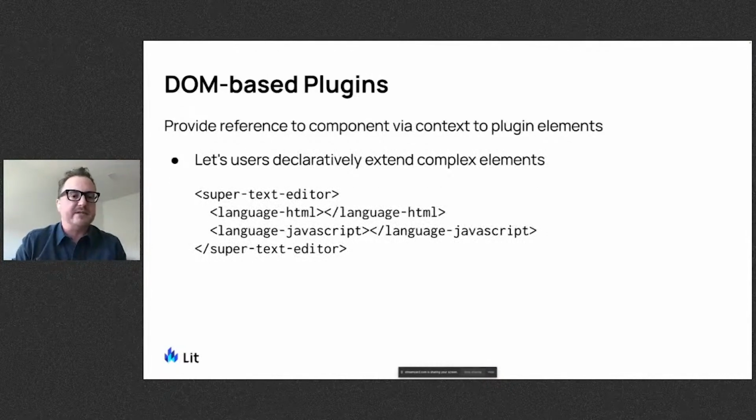Similarly, a use case I really like is DOM-based plugins. Instead of just UI elements, you might be trying to make a declarative API or wrapper around a JavaScript library that is heavily plugin based. Well, it turns out if you provide the main API surface via context, you can make plugin elements. So you might have a text editor, and you're able to add language support by dropping language elements inside of it.